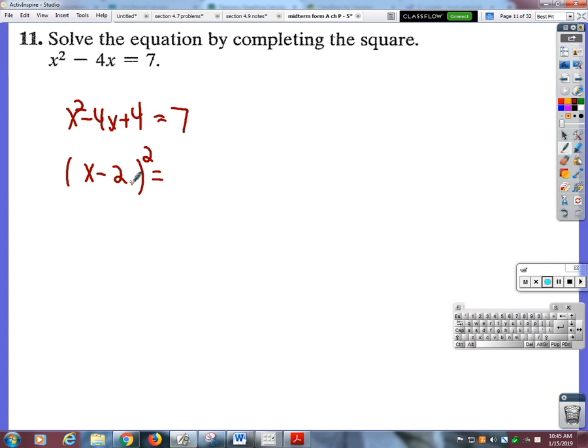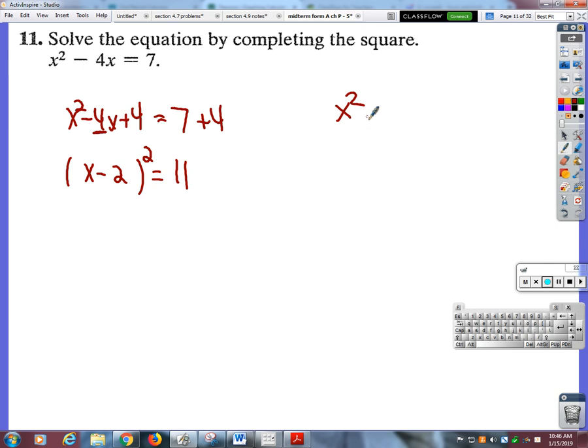Okay? If I add 4 to the left-hand side, then I have to add 4 to the right-hand side to make it balance. And so now I've changed this into x minus 2 squared equals 11. Where the 4 came from, so that you don't freak out too much, is I took this number right here, cut it in half, and squared it.